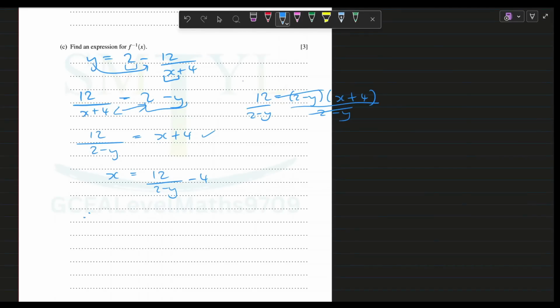So we can conclude that our inverse function, f inverse of x, is going to be equal to 12 over 2 minus, instead of writing y now, you have to write x minus 4. And this is going to be our final answer.